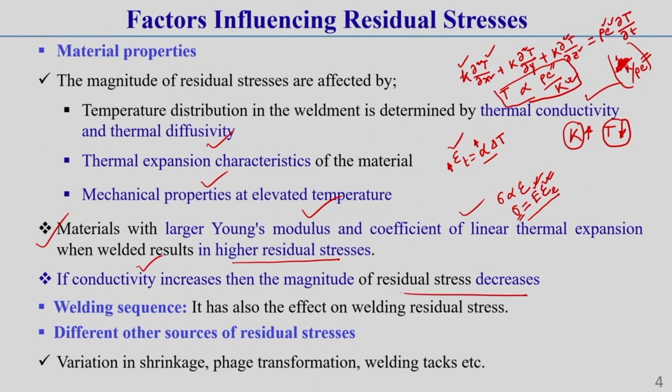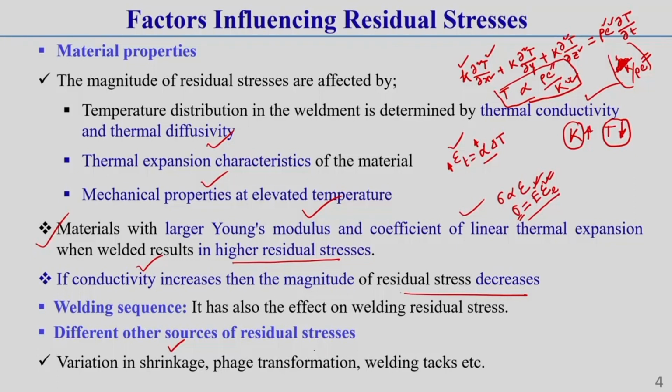It also depends on different types of welding sequence. Generally, it has been observed that if we can generate some balancing type of welding sequence during the welding operation, then we can control the residual stress significantly. How, I will show you in a subsequent slide. This residual stress also depends on variation in sinkage, then phase transformation and welding tack.